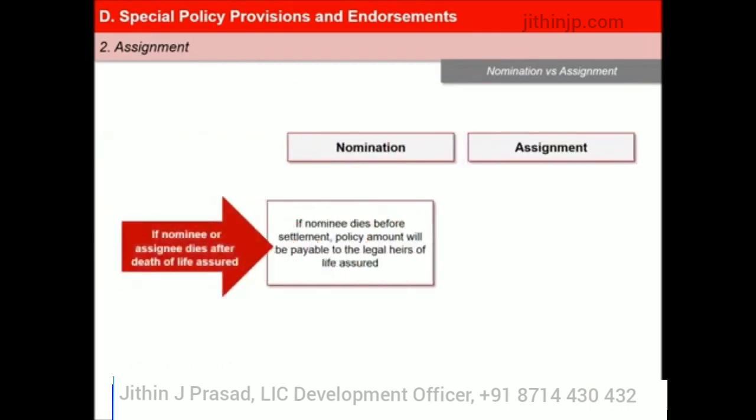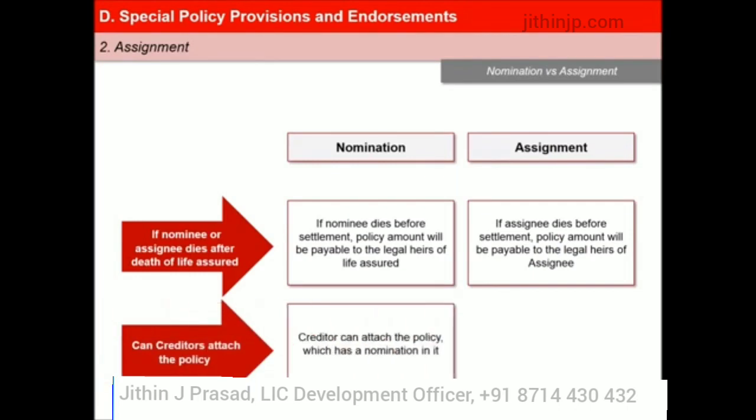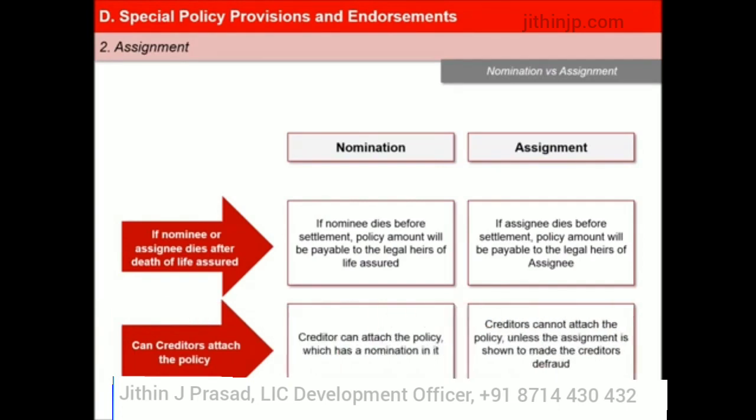Eleventh, if the nominee dies before settlement, the policy amount will be payable to the legal heirs of the life assured, whereas if the assignee dies before settlement, the policy amount will be payable to the legal heirs of the assignee. And twelfth, a creditor can attach the policy which has a nomination in it, whereas creditors cannot attach the policy unless the assignment is shown to be made to defraud the creditor.